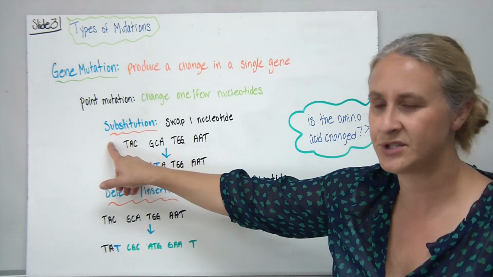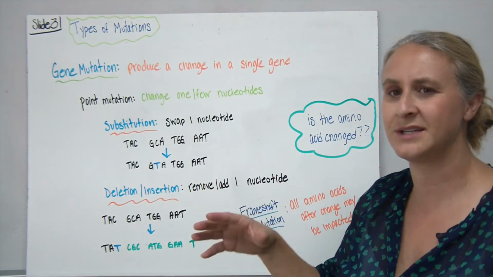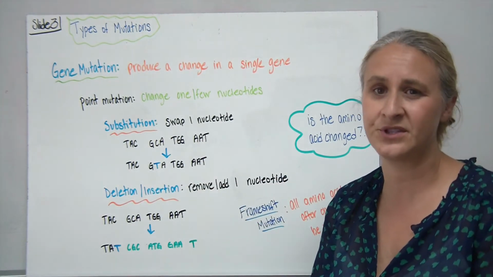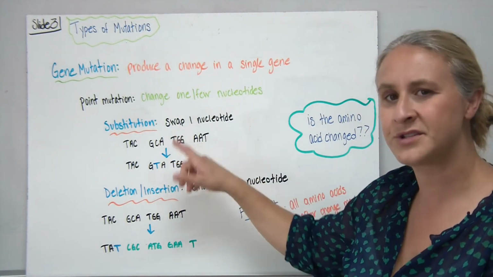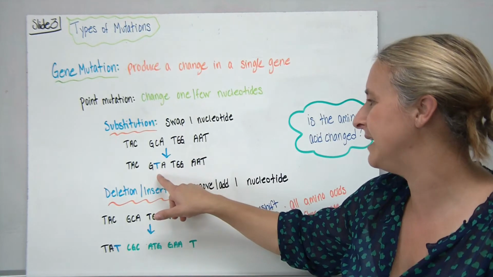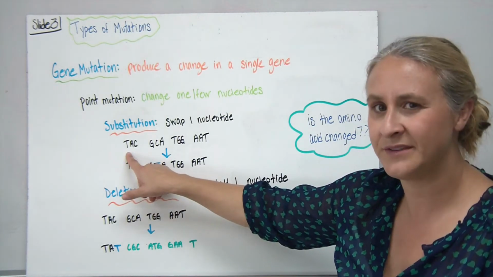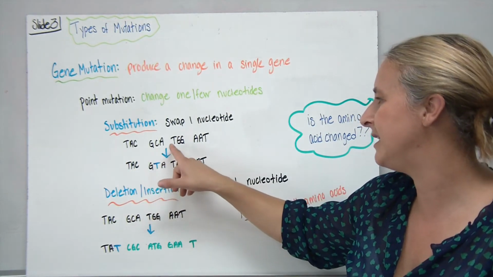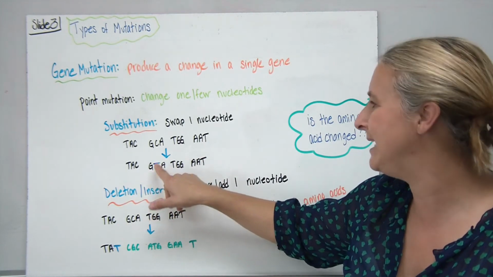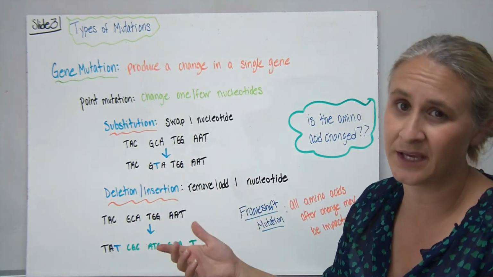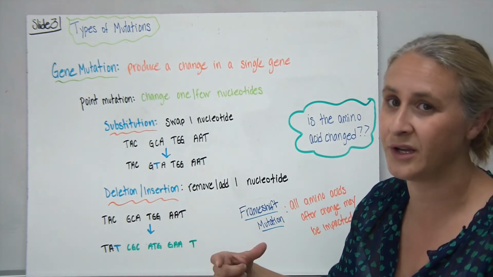We could have a substitution, and a substitution is exactly what it sounds like. We've substituted one nucleotide for another, or one letter for another, so we've swapped them. So in this case, you can see I would normally have a T, A, C, G, C, A, and so on. And accidentally, my body put in a T instead of the C. I made a spelling error. I substituted one letter for another.